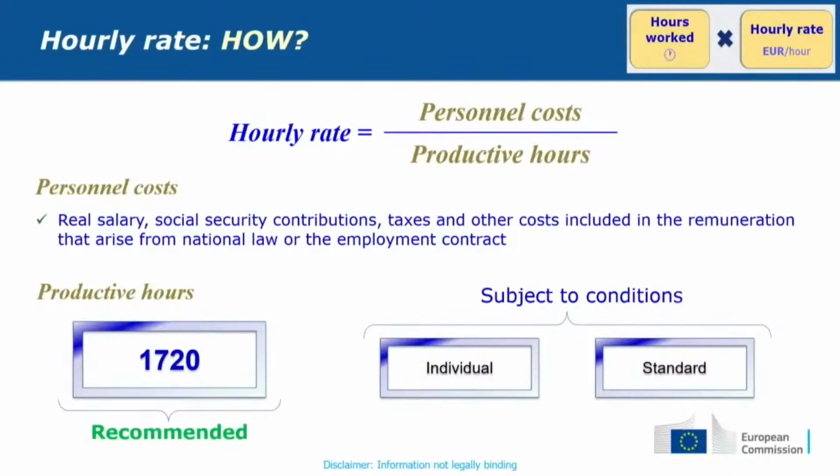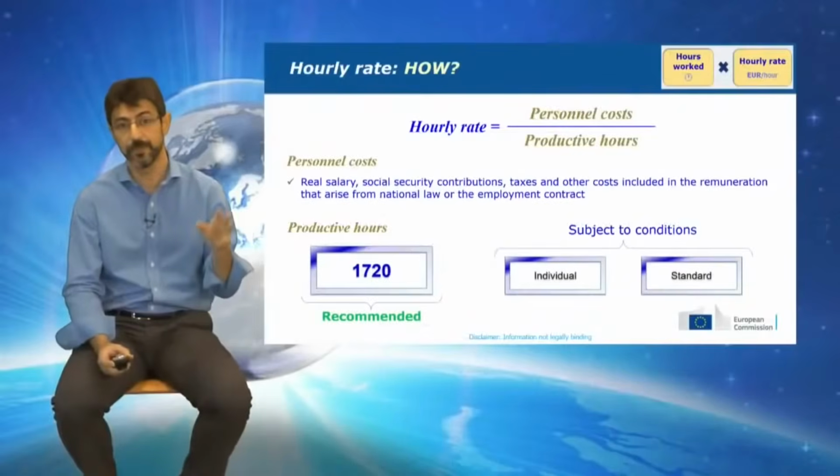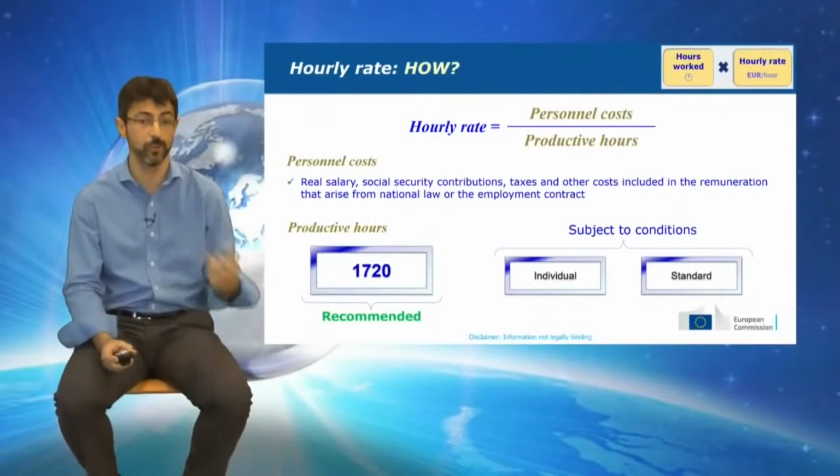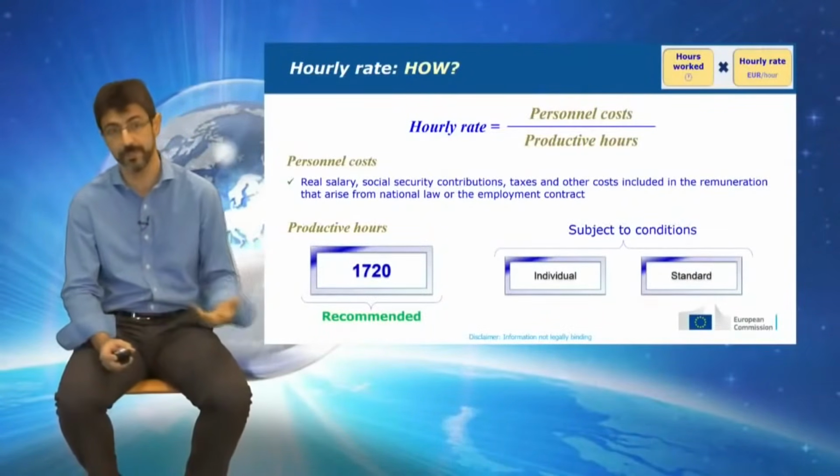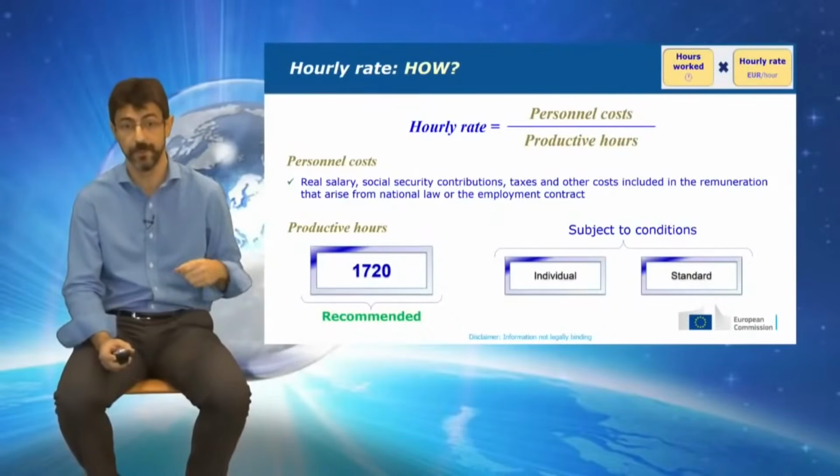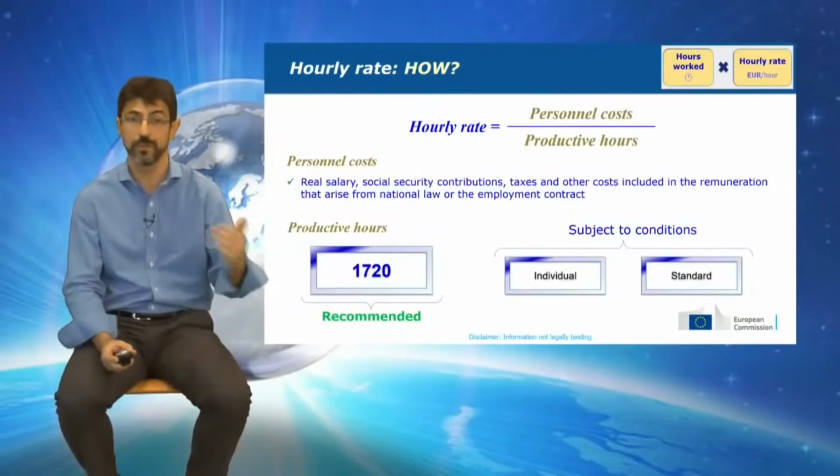Then we need to divide this personal cost by the number of productive hours. And you remember the tree with all the options? Well, there are 3 options for the number of productive hours. The first option, the one that we recommend, the simplest, the less risky, is 1720, so 1,720 hours per year. It doesn't matter in reality if the person actually works more hours in total than the 1720 or less hours than the 1720 in total. You can always use 1720.